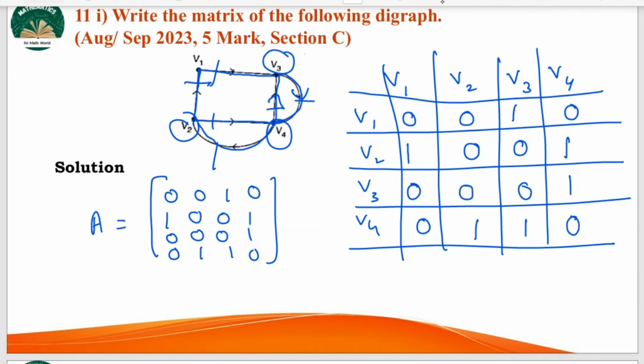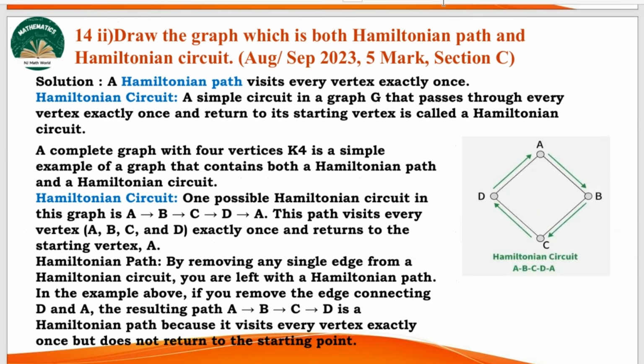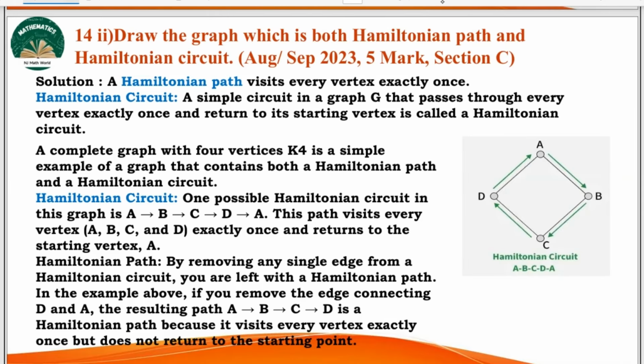So moving on with the next question, we have: draw a graph which has both a Hamiltonian path and a Hamiltonian circuit. So now what is a Hamiltonian path and a Hamiltonian circuit? A Hamiltonian path visits every vertex exactly one time. So it goes to every vertex only one time. It meets every point only one time.